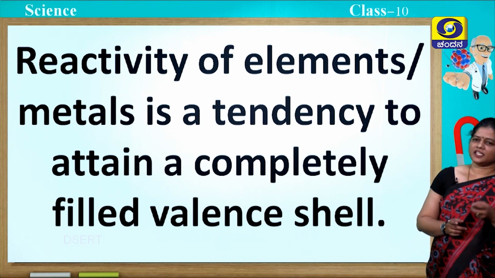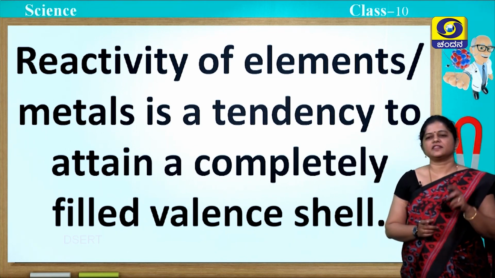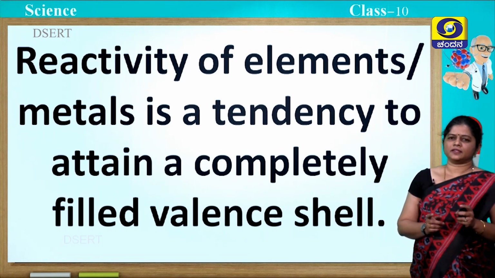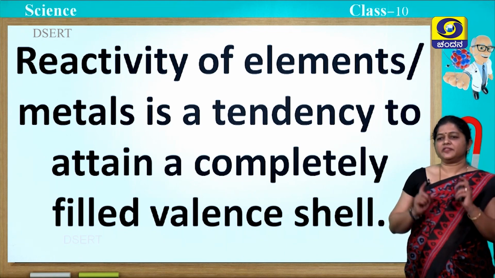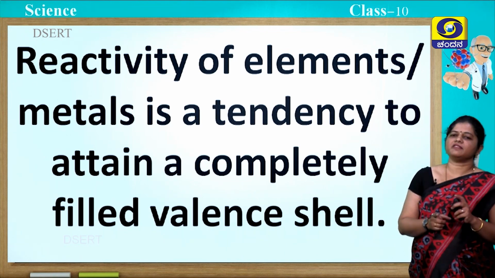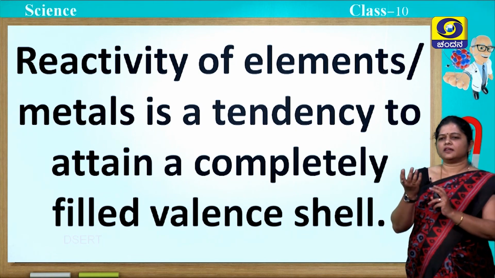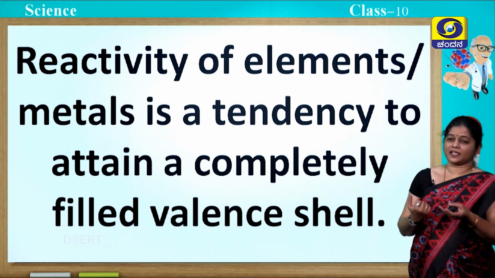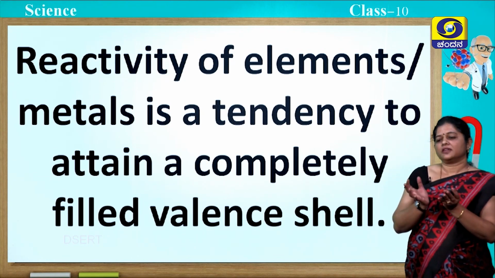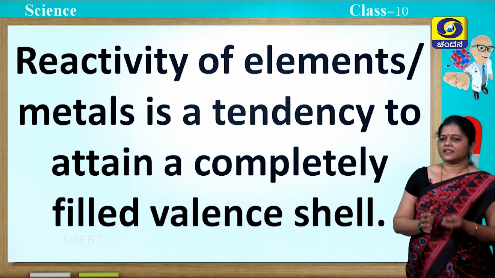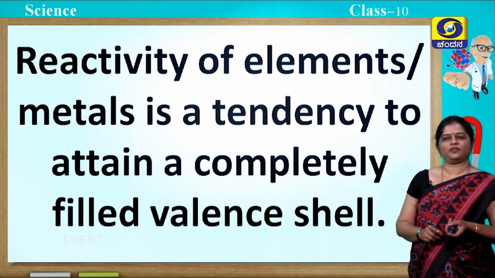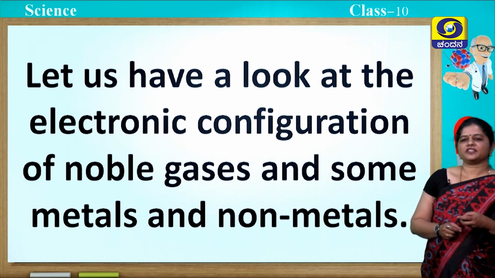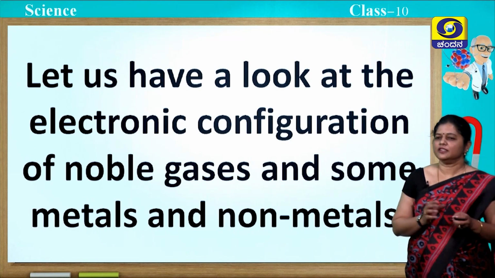The reactivity of the elements or the metals is a tendency to attain a completely filled valence shell. Any element, for that matter, if it has to be reactive, has to have a tendency to either lose or gain electrons. Either they have to lose an electron or gain an electron in order to obtain that complete valence shell or the noble gas configuration. So now let us have a look at the electronic configuration of noble gases and some metals and non-metals.